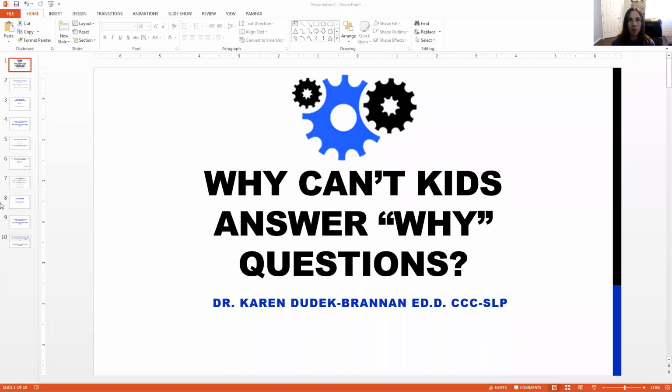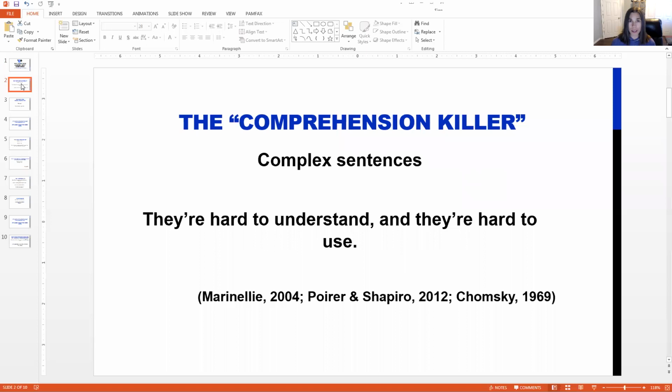So one of the first things that we want to consider when we are thinking about any type of comprehension problem is what's causing it. There are a lot of things that we can do to practice helping our kids understand, but if we don't know the little pieces that are causing that processing breakdown, then we're not likely to see significant improvements. So one of the things that is a common problem for students who do have some diagnosed language disorder is what I like to call the comprehension killer.